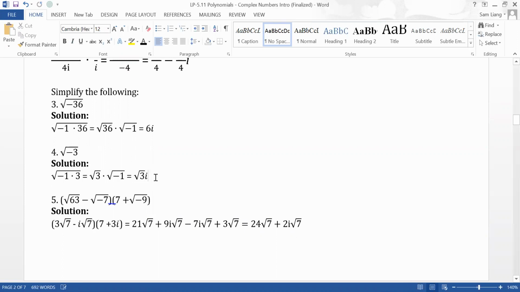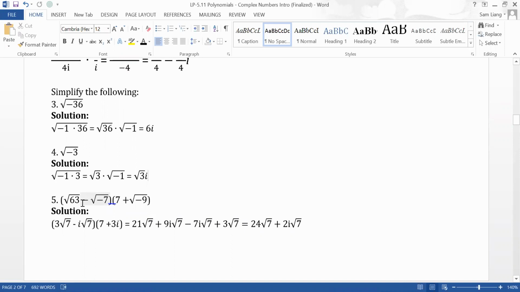Okay, all right, root 3i. Okay, question 5, here we have root 63 minus square root of negative 7 times 7 plus square root of negative 9. So first thing I'm going to do is rewrite root 63. Root 63 is 9 times 7, right? So that can be written as 3 root 7, because square root of 9 is 3. So this can be written as 3 root 7.